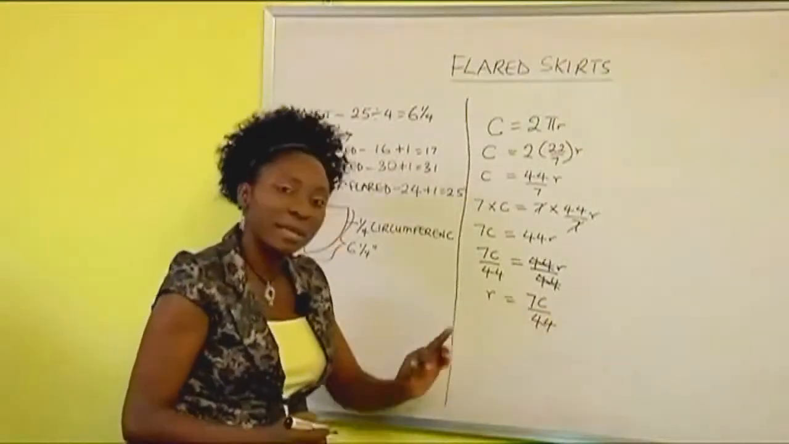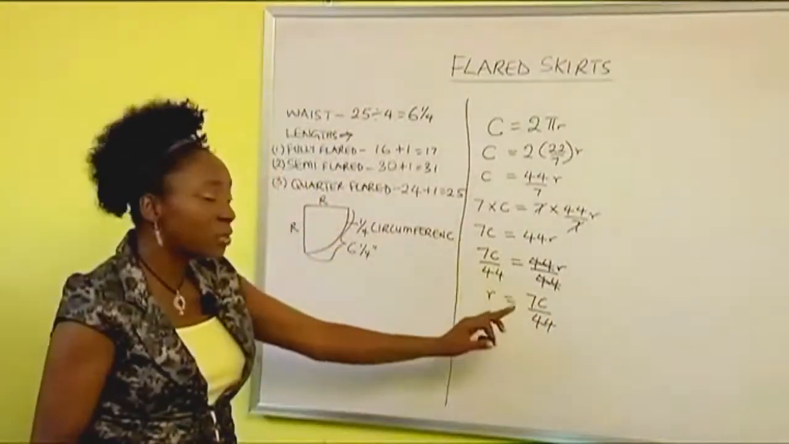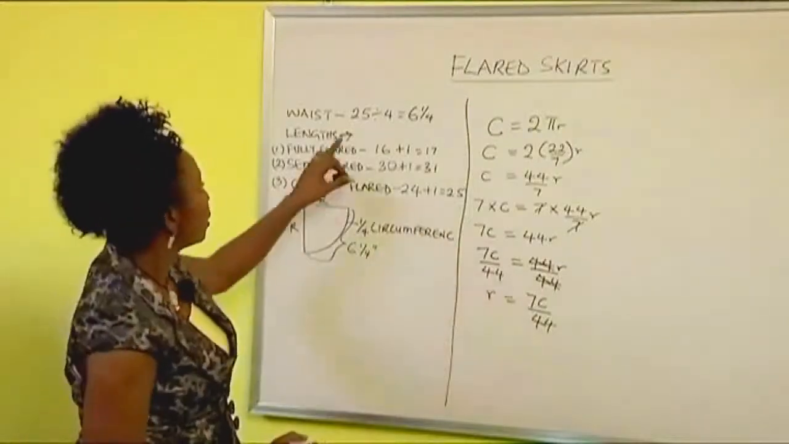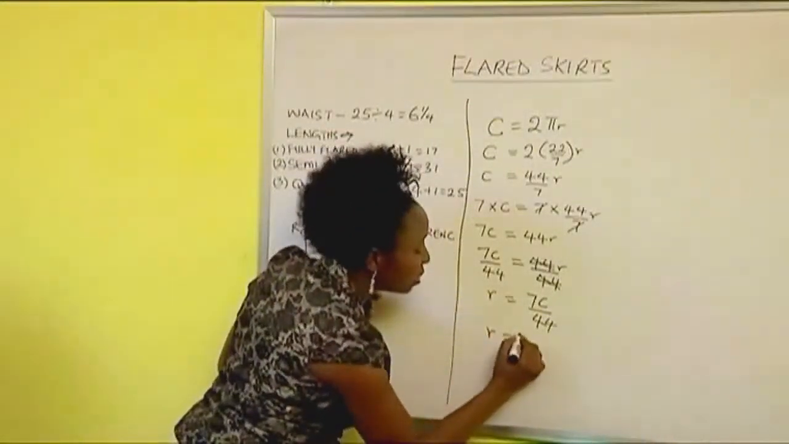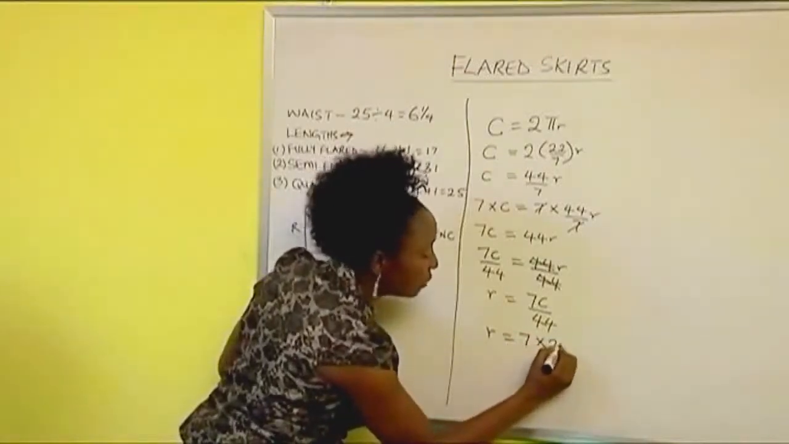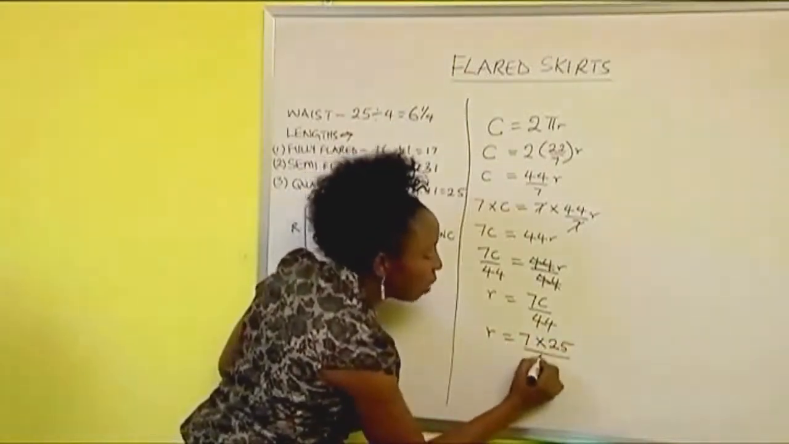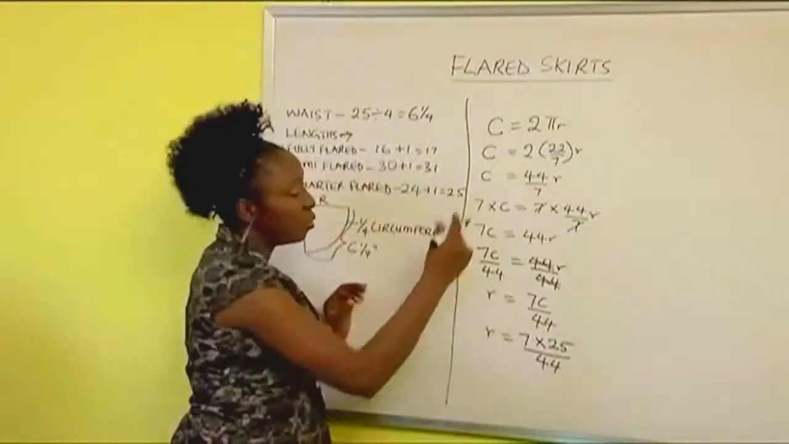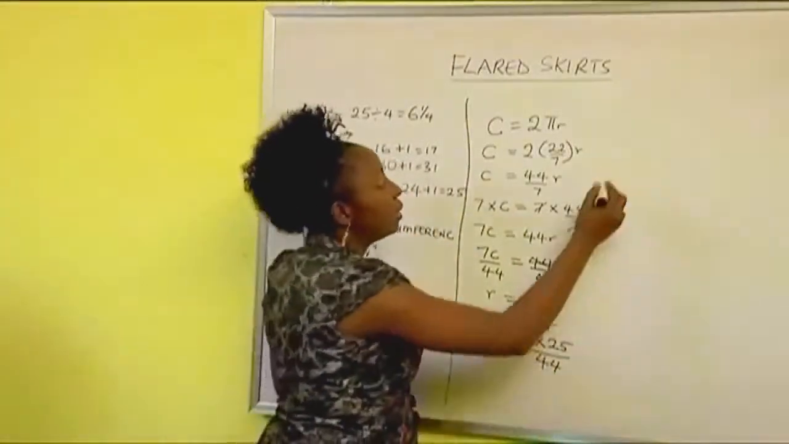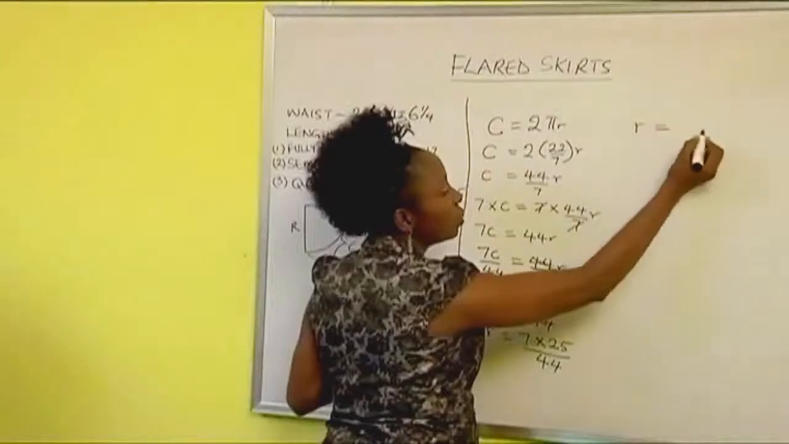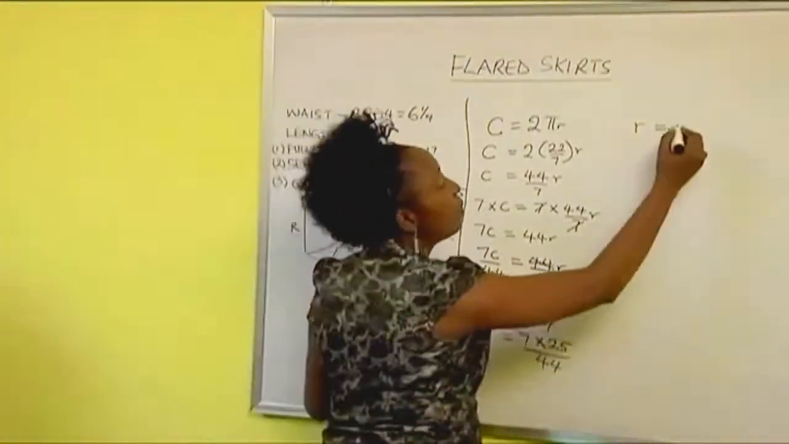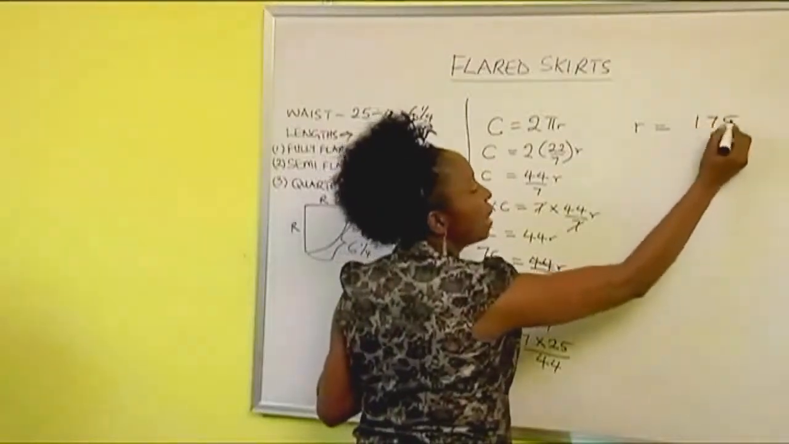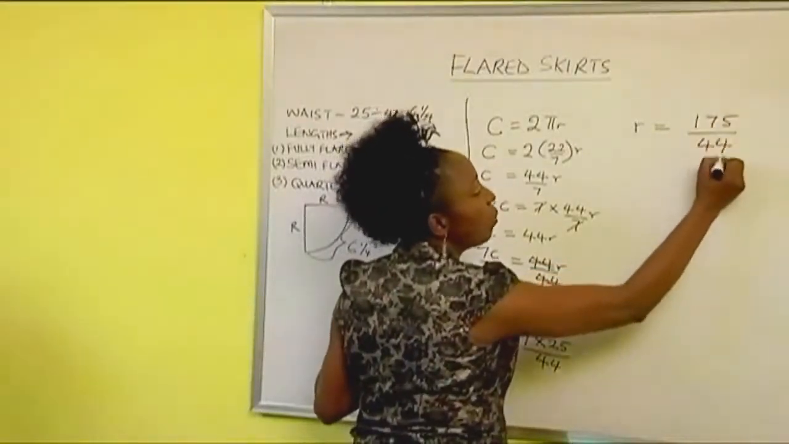Now once we've done this, we already know that yes, this is r. So now I know my C. All I have to do is substitute C with my measurement, which is 25 inches. So that will give me r equals 7 times 25 divided by 44. Let's go back up here. That will be r equals, if we calculate 7 times 25, you get 175. You get 175 divided by 44.